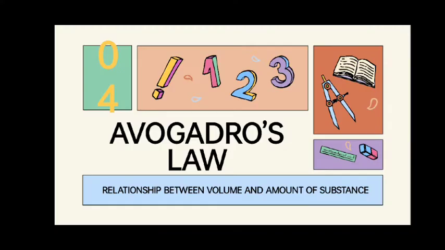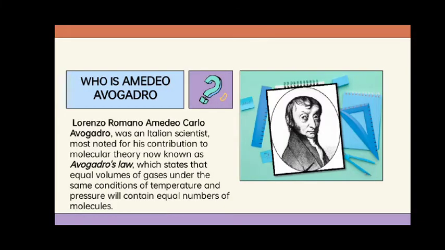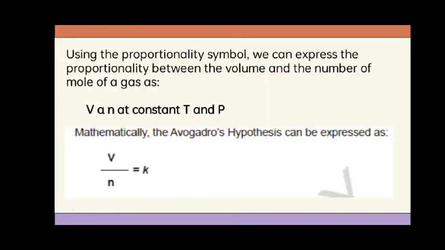So let's proceed to our next law, which is the Avogadro's law. So who is Amadeo Avogadro? Si Amadeo Avogadro po is an Italian scientist. Kilala po siya sa kanyang contribution sa molecular theory, which is known as Avogadro's law. In Avogadro's law, using the proportionality symbol, we can express the proportionality between the volume and the number of moles of a gas as V proportional to N at constant T and P.